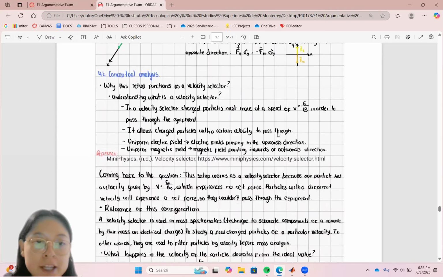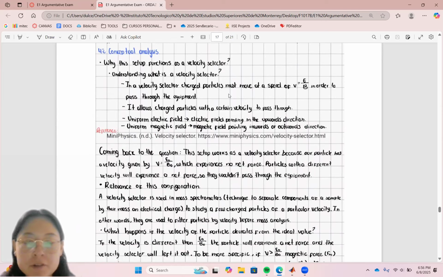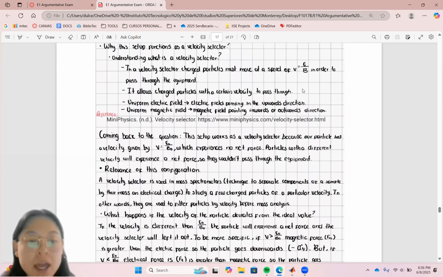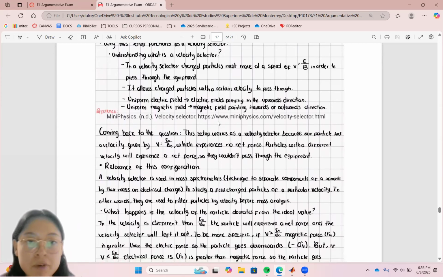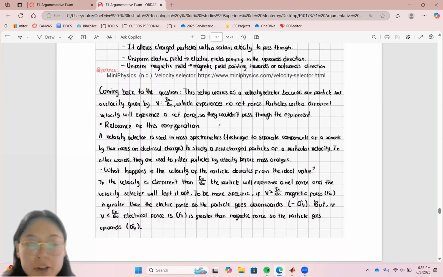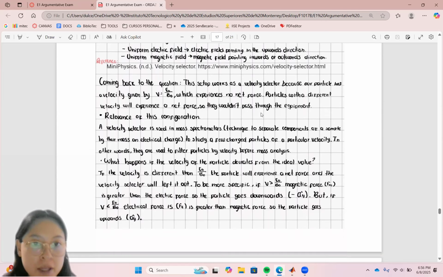And then the conceptual analysis with this step. Well, first I investigate what a velocity vector is, and I found that charged particles must move at a certain speed in order to pass through the equipment. And here is my reference. The setup works as a velocity selector because our particle has a velocity given by this expression, which experiences no net force. Particles with a different velocity will experience a net force, so they will not pass through this equipment.